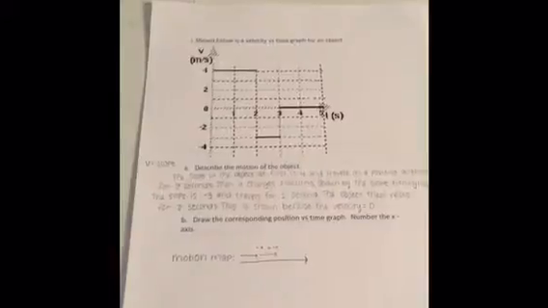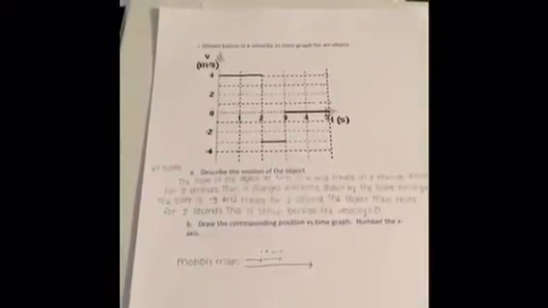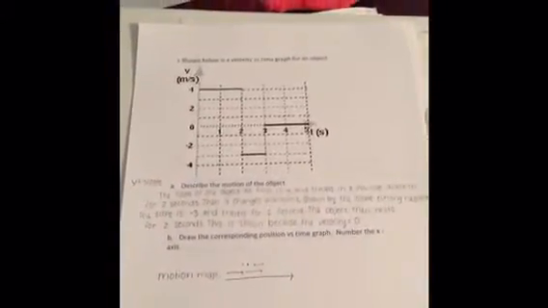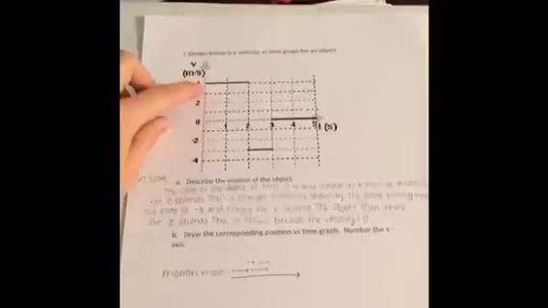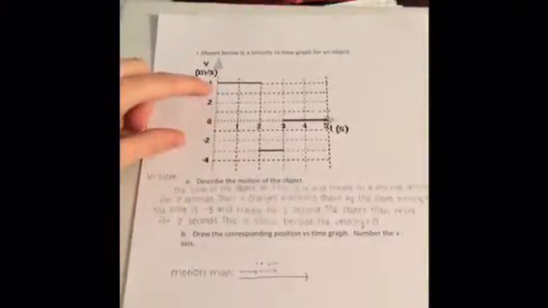Number 1. Shown below is a velocity versus time graph for an object. Describe the motion of the object. So we know that the velocity equals the slope. Up here it has a slope of 4 and it's in the positive direction because it's on this side, and it's going for 2 seconds.